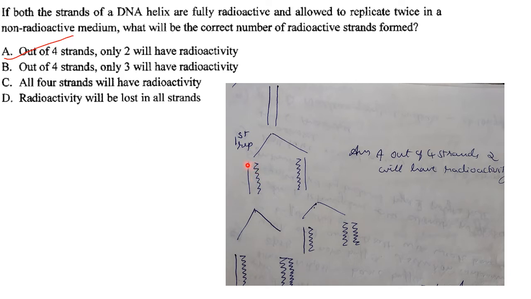You will get one strand which is N15 and the other which is non-radioactive. Then again you replicate this, because they have replicated twice in the non-radioactive medium. So again replicated in the non-radioactive medium, you will get two strands with half radioactivity and half non-radioactivity, and 2 strands which are fully radioactive. So the answer is, out of 4 strands, 2 will have radioactivity. So answer is option A.